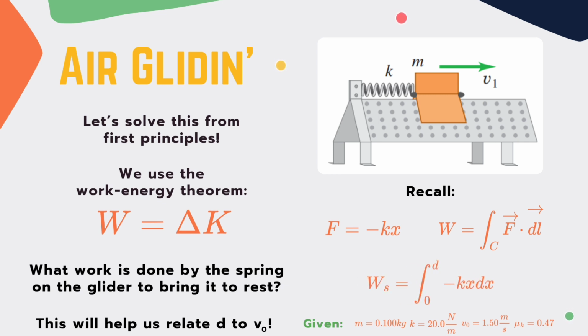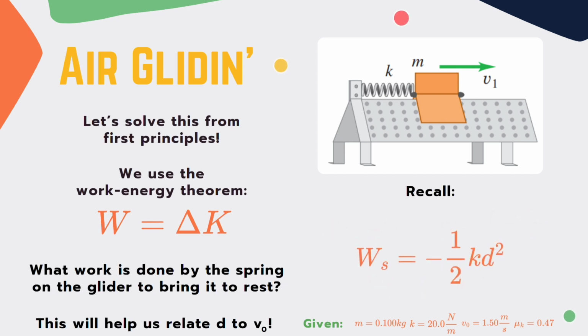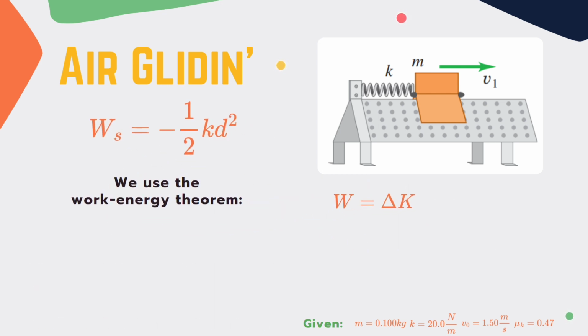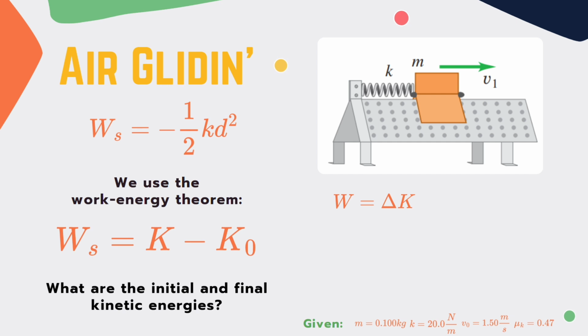The work done by the spring is then given simply as Ws equals the integral from 0 to d of negative kx dx. If we perform this integration, we get that Ws is equal to negative 1/2 kd squared. Now that we have the work done by the spring on the glider, we can apply the Work-Energy Theorem. We get Ws is equal to K minus K naught, where K and K naught are the final and initial kinetic energies respectively. But what are these energies exactly?